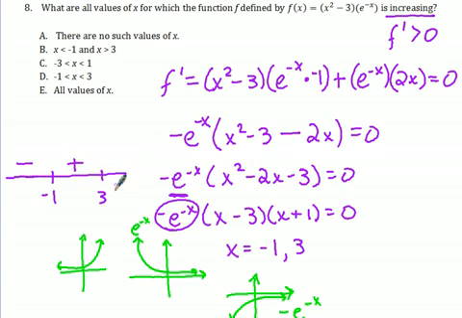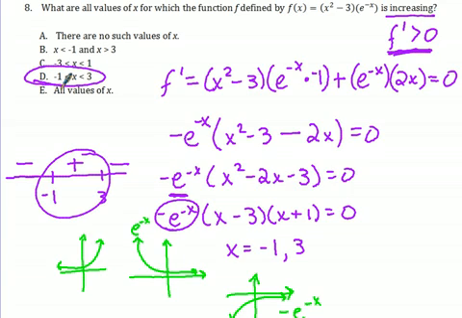If I pick a number in this interval that's bigger than 3, like 4, again, this term is negative. A 4 in this factor gives me a positive value, and this one also gives me a positive value. So I have negative times positive, which is negative. I was looking for f prime greater than 0, f prime positive. So that's this interval right here, which corresponds to answer D.